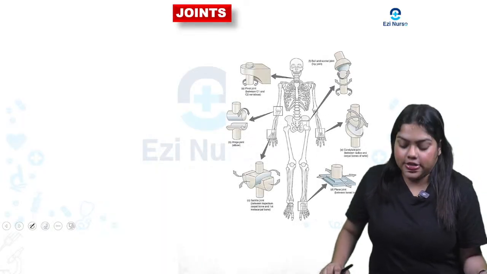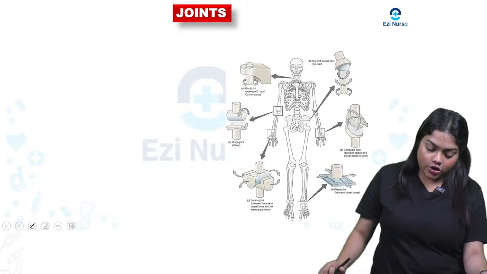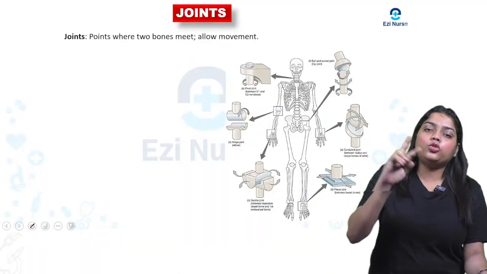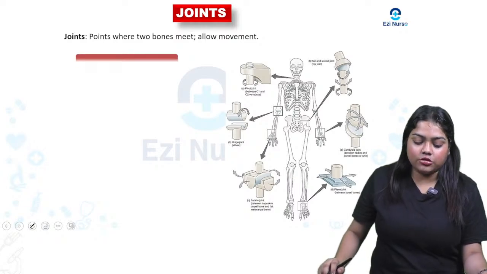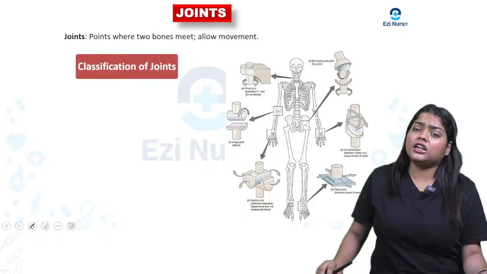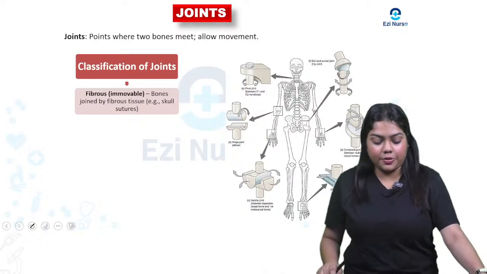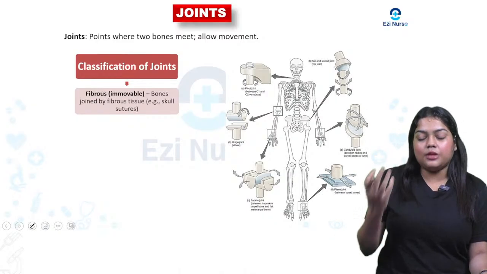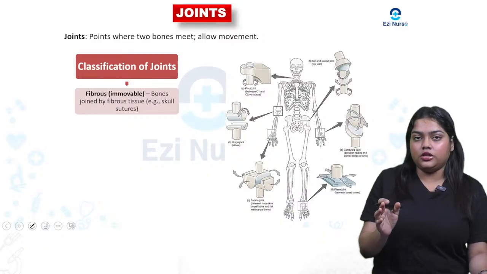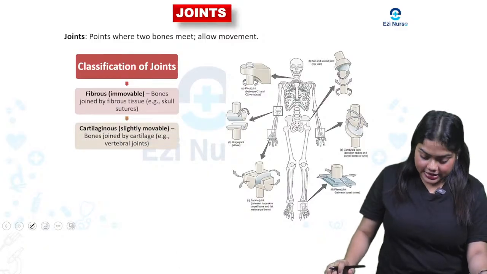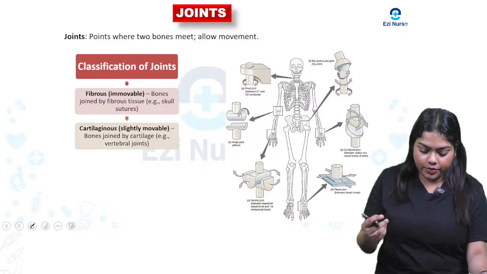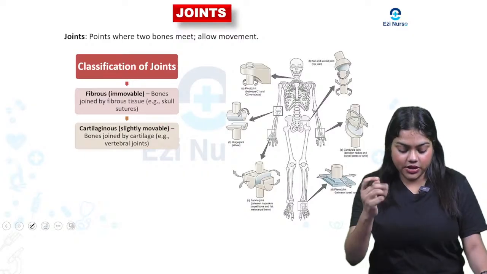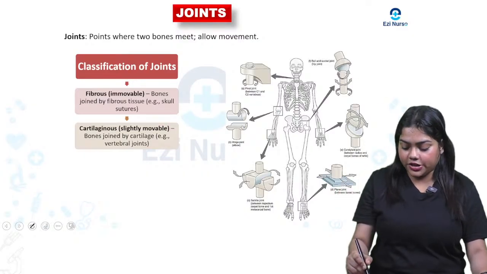Next we come to joints. We have different types of joint, so let's discuss them. Joints are the point where two bones meet and allow movement. There are different classifications of joints. We have fibrous joints, where the bones are joined by fibrous tissue, for example the skull bones, and these are non-movable. Next is cartilaginous, which is slightly movable, and the bones are joined by cartilage, for example the vertebral joint. You can find it in the vertebral column.